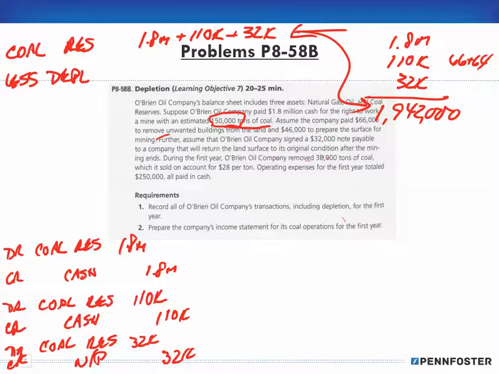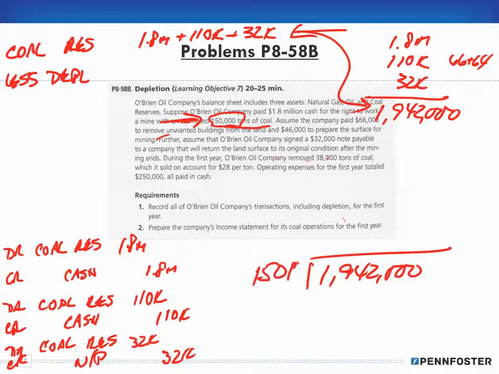Now, we know that there's 150,000 tons of coal, right? That's part of that reserve. So we take our 1,942,000 and we divide that by the 150,000 tons. And that gives us, I'm going to round it, 12.94666, so $12.947 per ton, all right?